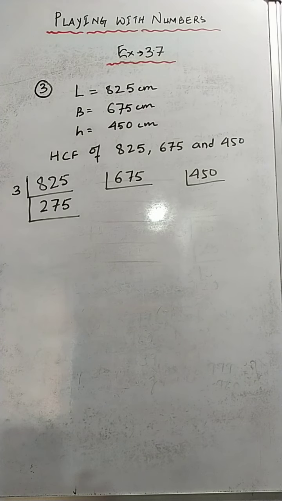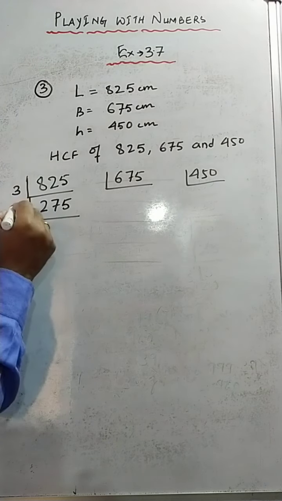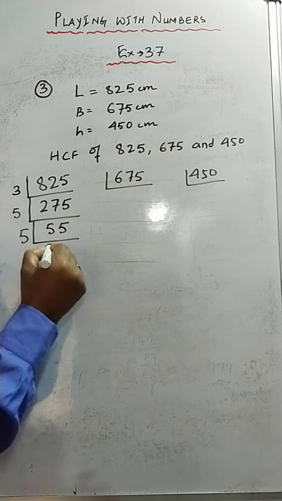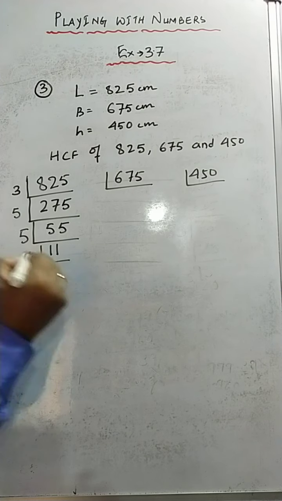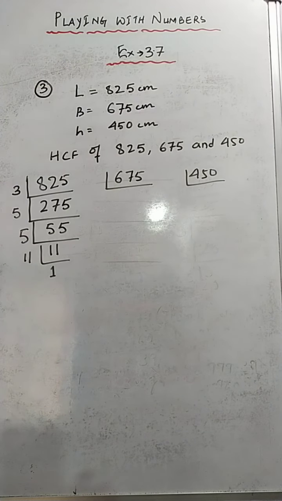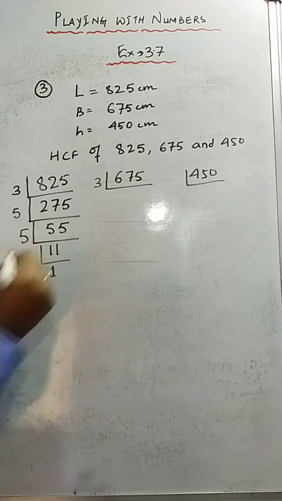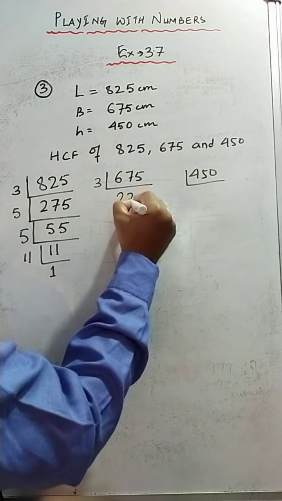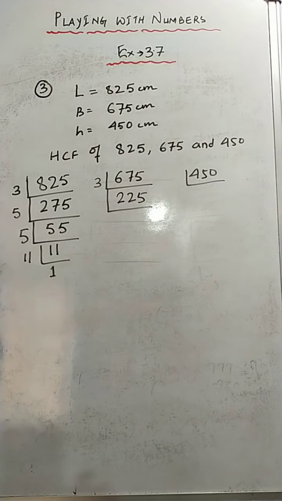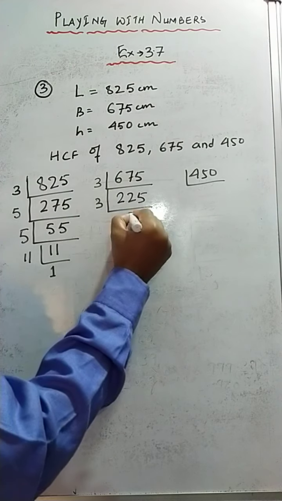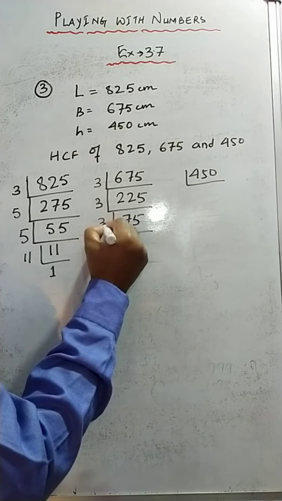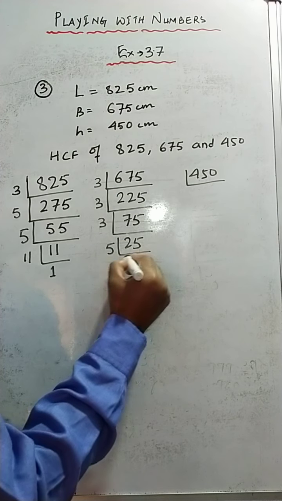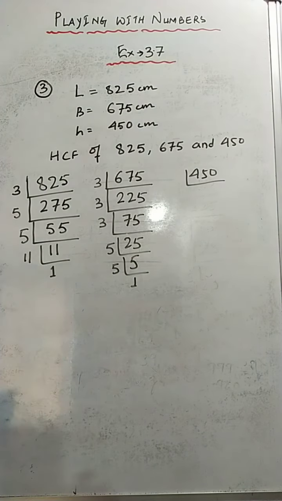Now is 275 divisible by 3? No, it is not. So it will be divisible by 5, and we get 55. 5 elevens are 55, and 11 ones are 11. Now is 675 divisible by 3? Yes, it is divisible by 3. So if I divide 675 by 3, I will get the answer 225. Now is this number divisible by 3? Yes, it is. So 3 75s are 225, and again it is divisible by 3, so it will be 25. Then 5 5s are 25 and 5 1s are 5.